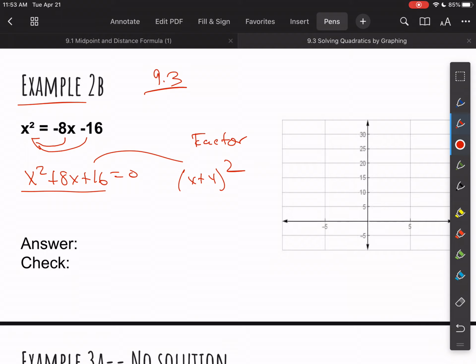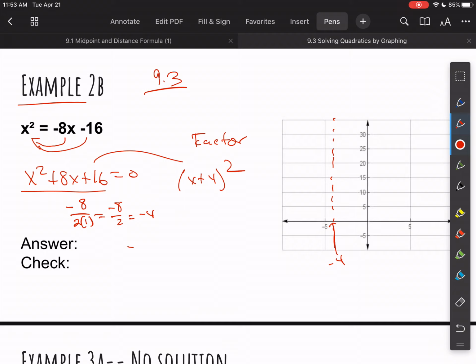The axis of symmetry will be at negative b, which is 8, over 2 times a, which is 1. So we have negative 8 over 2, which is negative 4. So at negative 4, we have symmetry. Okay, so that's negative 4. And that negative 4 is labeling this place right here. So we have symmetry there.